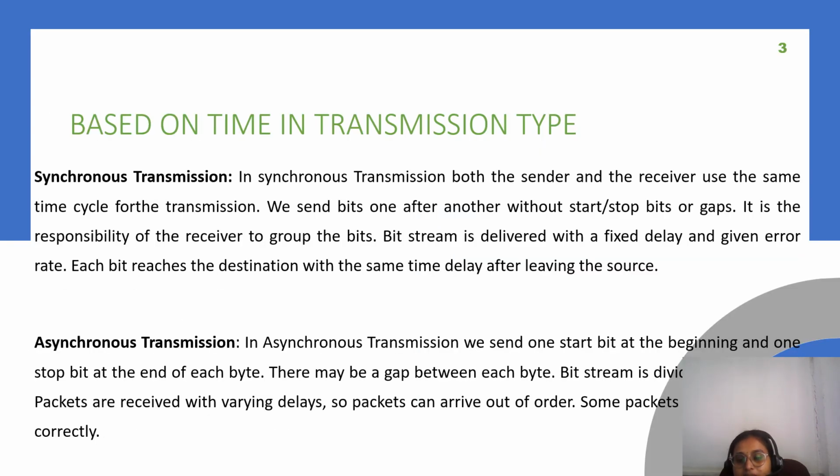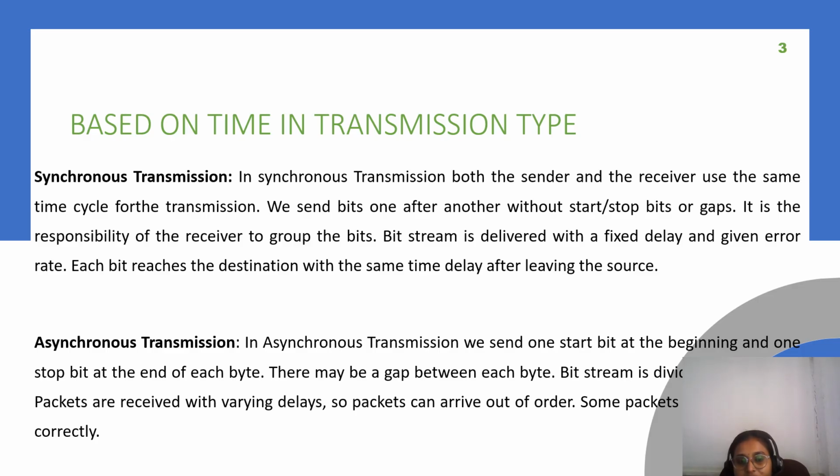Then, based on the time in transmission type, we have synchronous transmission and asynchronous transmission. In synchronous transmission, both the sender and the receiver use the same time cycle for the transmission. We send bits one after another without start and stop bits or gaps. It is the responsibility of the receiver to group the bits. The bit stream is delivered with a fixed delay, given the error rate. Each bit reaches the destination with the same time delay after leaving the source.